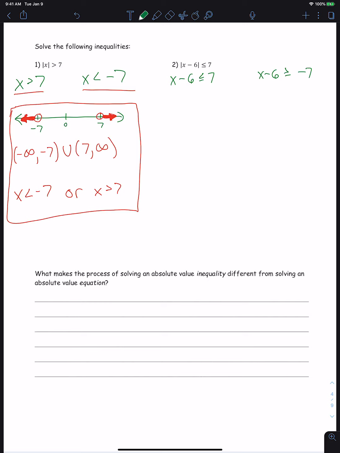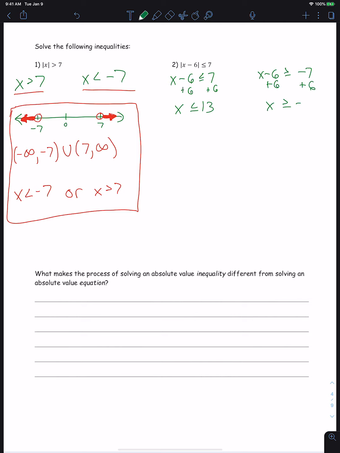Well, we're multiplying by negative 7 on the right, so we have to flip the sign. So from here, just continue to solve each inequality. You would end up getting x is less than or equal to 13, and then add 6 on both sides. X is greater than or equal to negative 1.